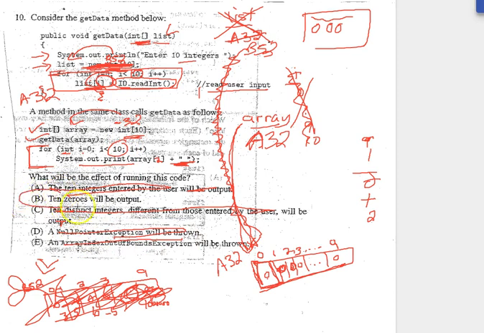Nope. The answer is B, as you have already seen with the pattern, 0, 0, 0, and we'll end up with 10 zeros spaced out with blank spaces. So the answer to this exercise is definitely B.